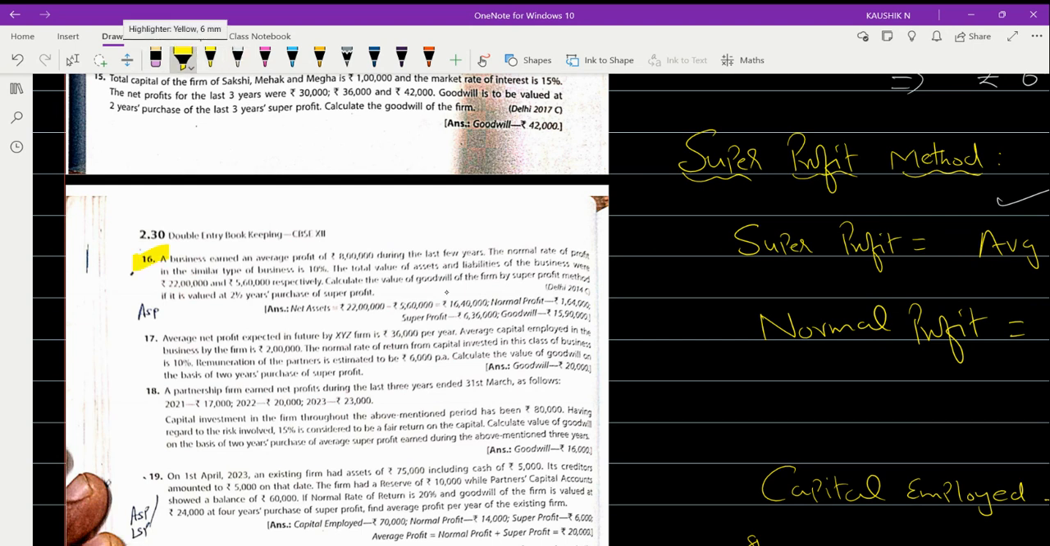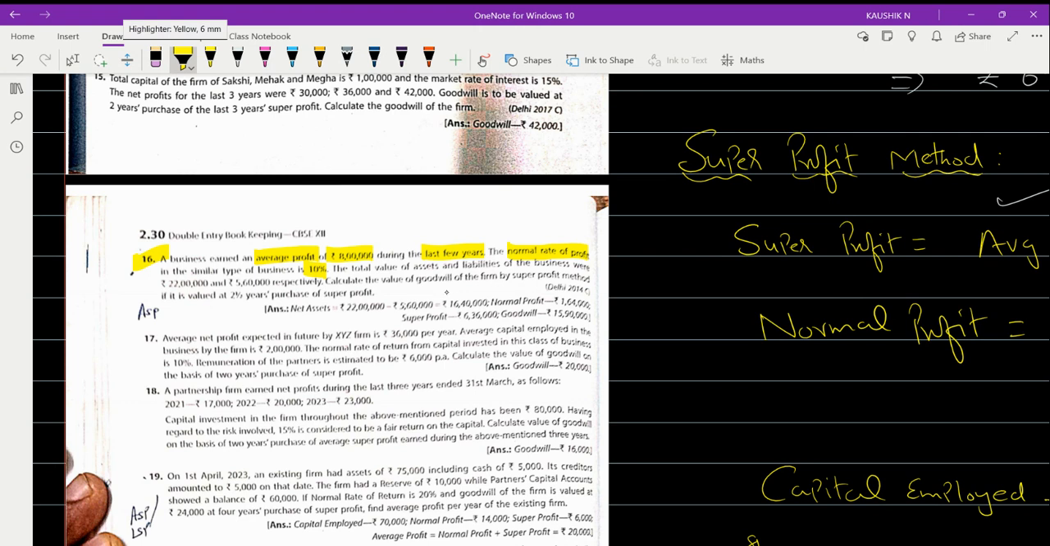What is given in the question? A business earns an average profit of rupees 8 lakhs. So initially, the average profit is 8 lakhs during the last few years. The normal rate of profit in similar types of businesses is 10 percent. Normal rate of profit 10% means what does it refer to?